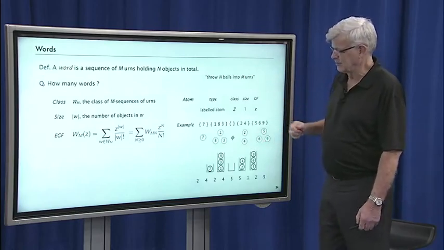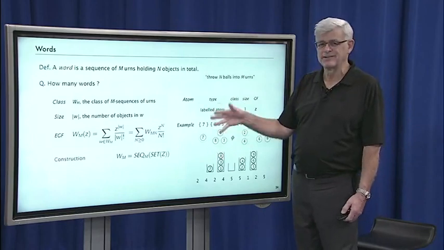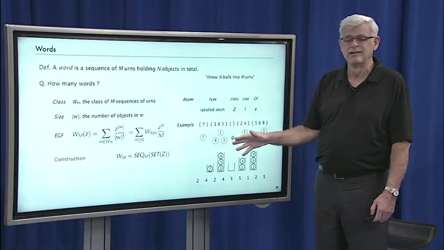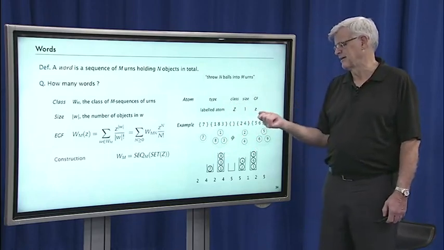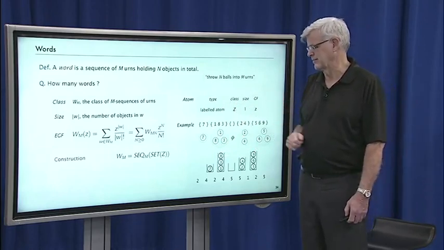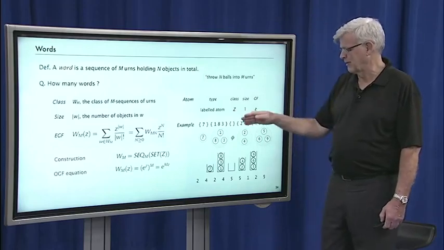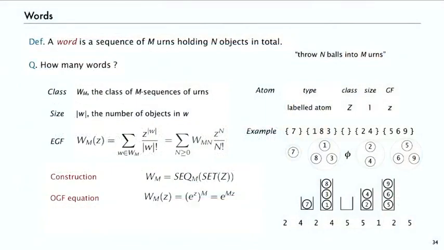And so we've got all those examples that I just talked about, but the key thing is that the combinatorial construction says that a word on m letters is a sequence of m urns, a sequence of sets. And so the generating function for the set of objects is e to the z, a sequence of size m is that to the mth power, so the generating function is e to the mz. The coefficient of z to the n in that, times n factorial, is m to the n. So that's the basic construction and counting for words.